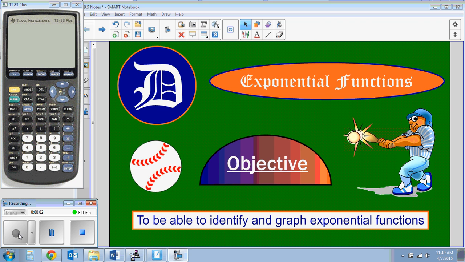Hi everybody. We are going to start talking about exponential functions today. Our objective is to be able to identify and graph these exponential functions.